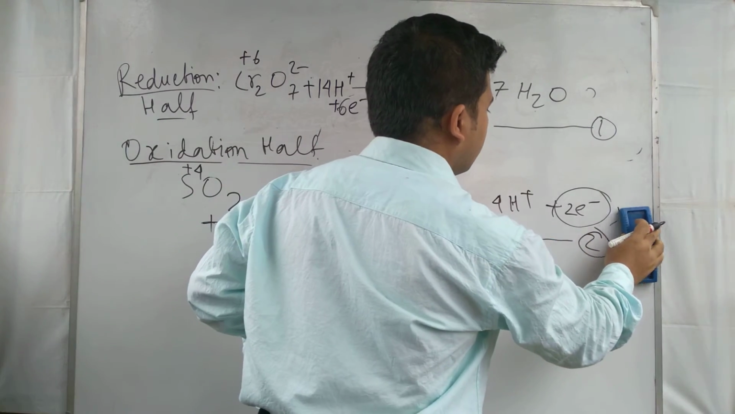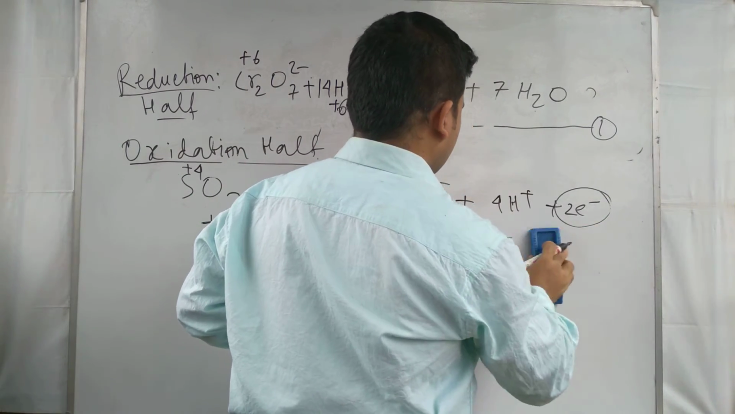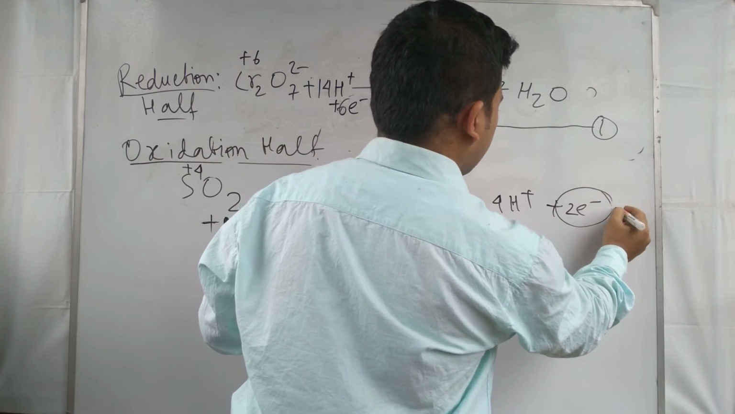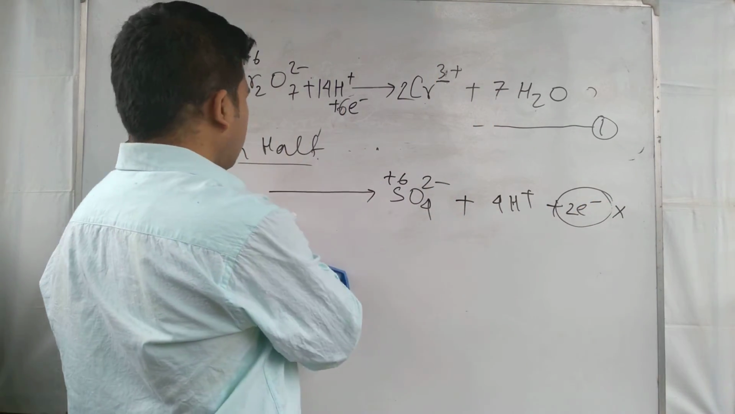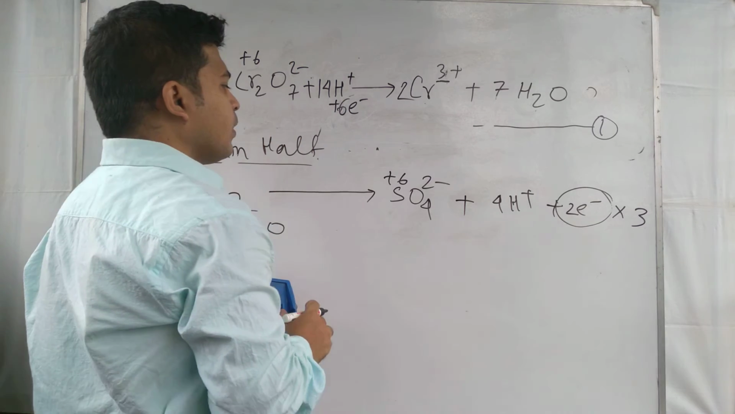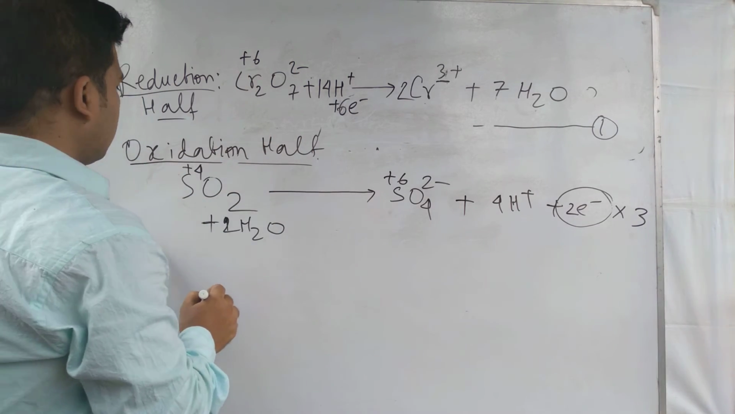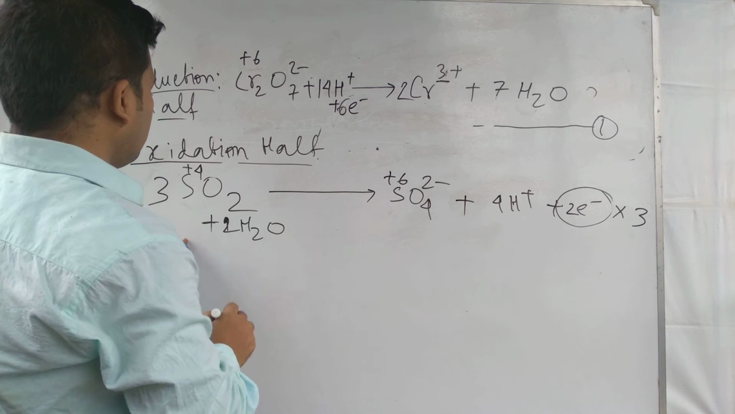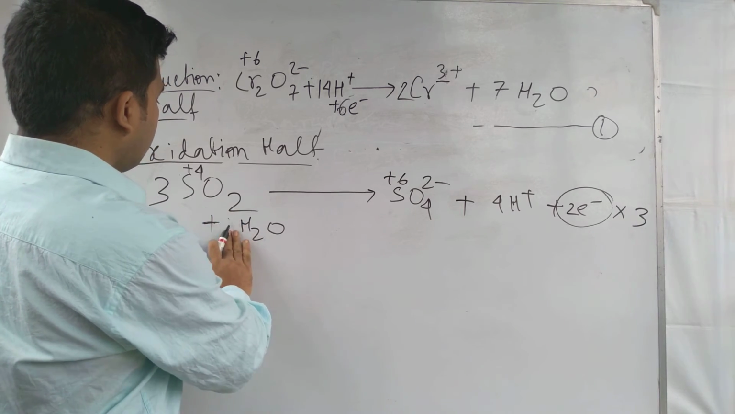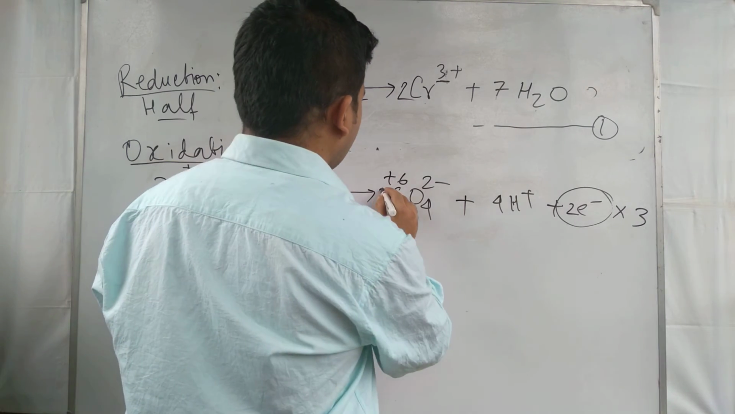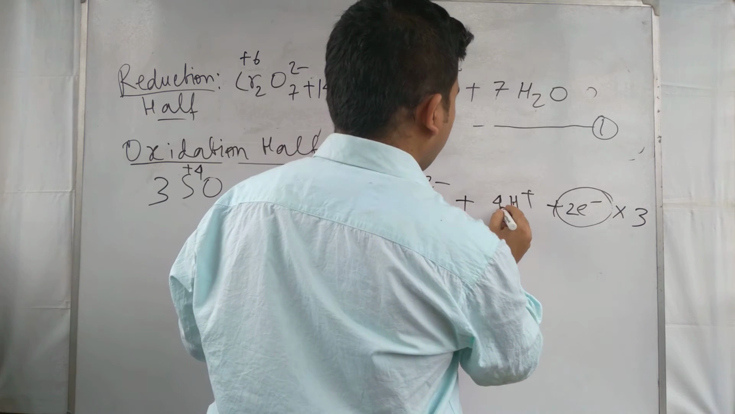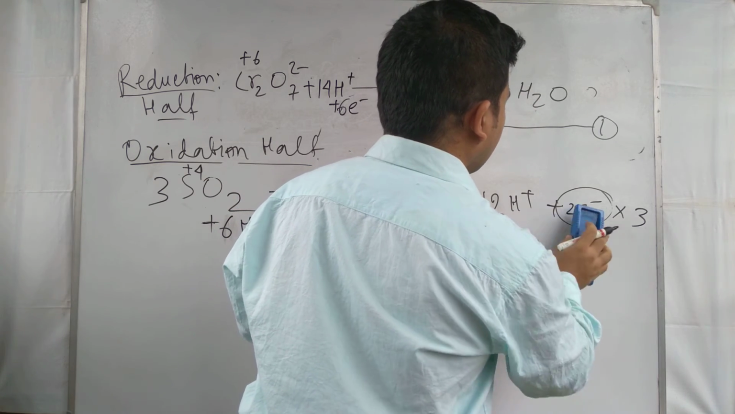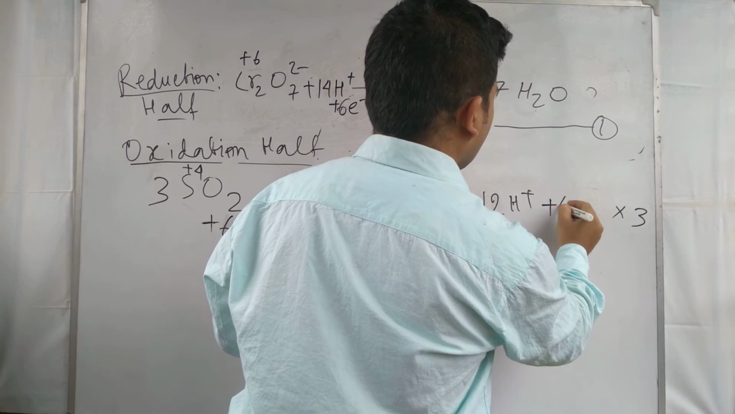After equating the number of electrons in both equations, we multiply the full reaction by 3. Then we write the equation here: 3 SO2, and 3 into 2 here becomes 6, and here it becomes 3, and here it becomes 12 H plus, and here it becomes 6 electrons.